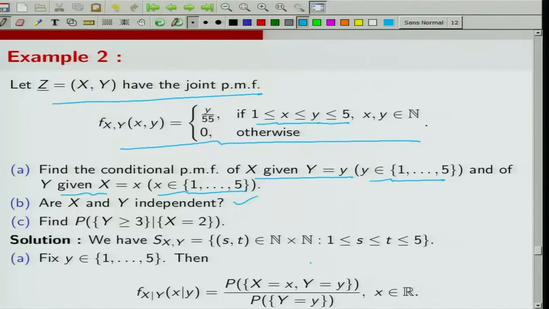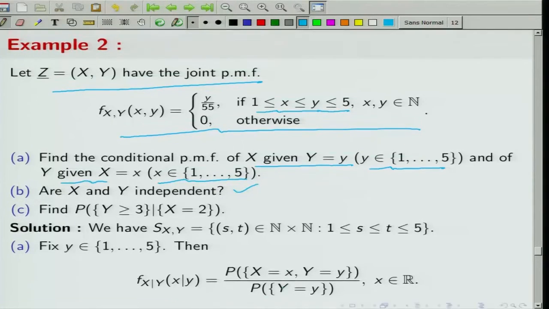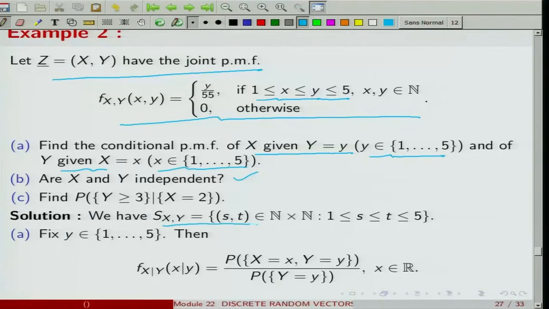So, to see this, let us try to see what is the support of (X,Y). So, S_XY is a collection of all those (s,t) such that s,t are natural numbers. So, (s,t) is N cross N, and 1 less than or equal to s less than or equal to t less than or equal to 5. So, that is what the support of (X,Y) is. So, clearly the support of Y would be what? The second component. If I take s equal to 1, t can go from 1 to 5. So, the support is clearly 1 to 5.